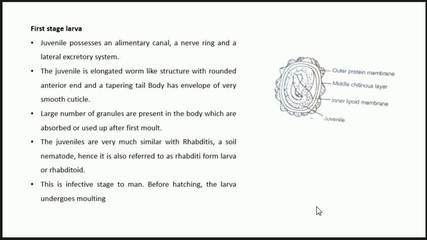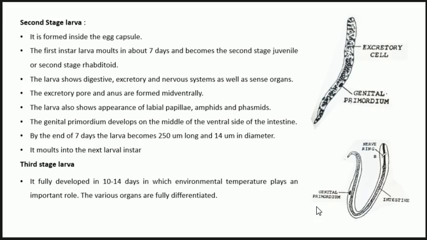Now the juveniles are very similar to Rhabditid nematodes, which is why they are sometimes also called Rhabditoid. This is the infective stage to man. Before hatching, the larva undergoes molting. This is the second stage, as you can see, with excretory cells. It is formed inside the egg capsule.